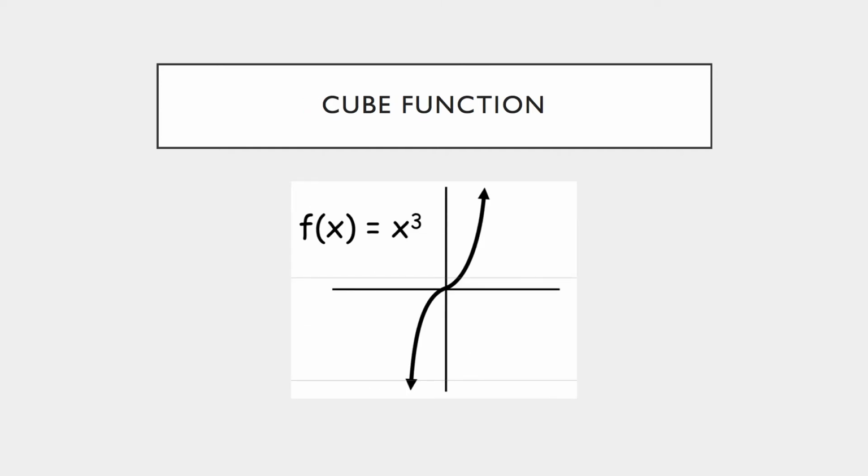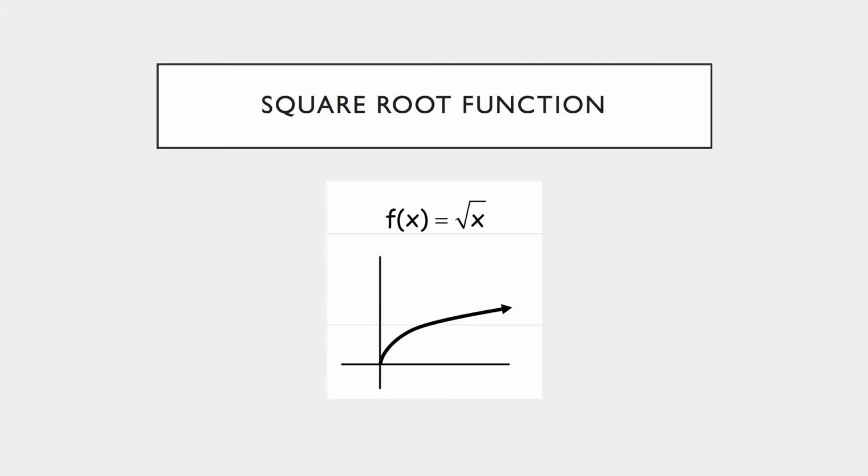Our cube function will be the function f of x is equal to x to the third, and it will graph sort of an S-shaped graph through the origin as you see in the picture. The square root function, f of x is equal to the square root of x, and the graph will start at 0, 0 and move up and to the right, as you see in the picture.